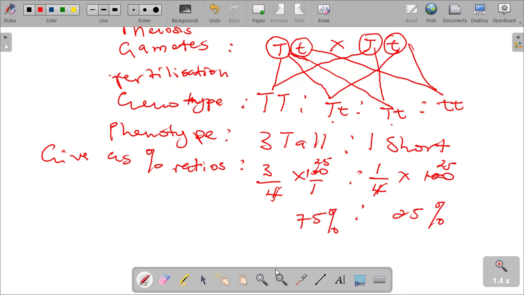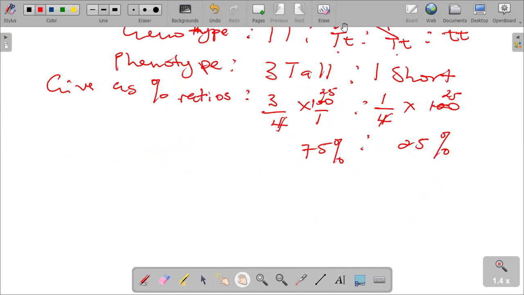So the answer would therefore mean that we have got 75% tall to 25% short. And I think I've given you this as a genetic flow diagram.